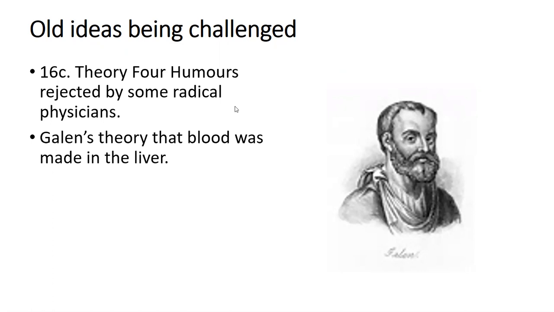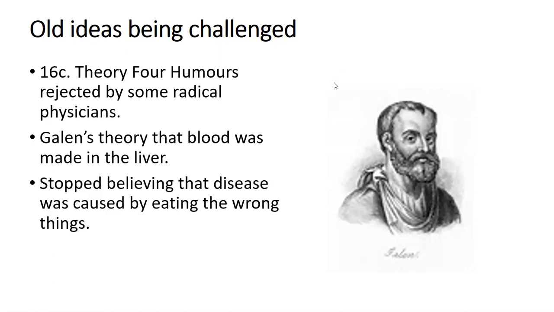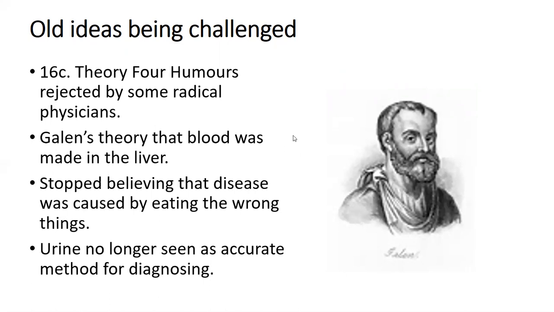Galen's theory that blood was made in the liver. Now, Galen is an individual that was really questioned in this period, especially by a man called Vesalius. Vesalius theorized that 300 of this guy's ideas were wrong. Stop believing that disease was caused by eating the wrong things. So it goes back to the 4 humour concept being rejected, and urine was no longer seen as an accurate method for diagnosing.